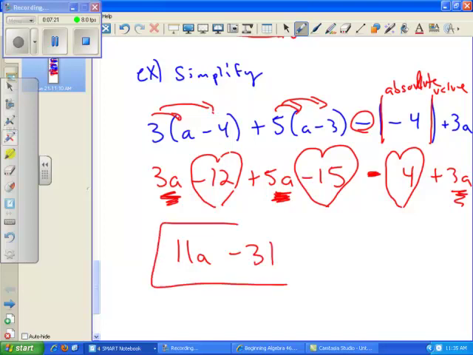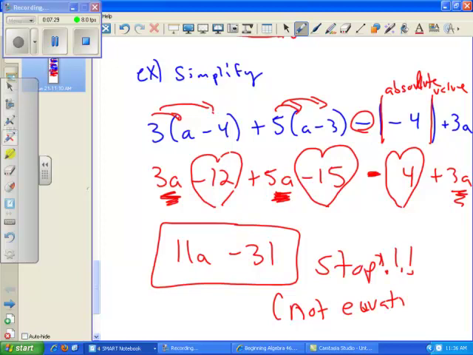When you arrive here, what do you do? You stop. How come? Because it's not an equation. We're not solving anything. You don't see an equal sign. So notice the command too. The command is simplify. It doesn't say to solve. So you just combine all your like terms and then you're done.